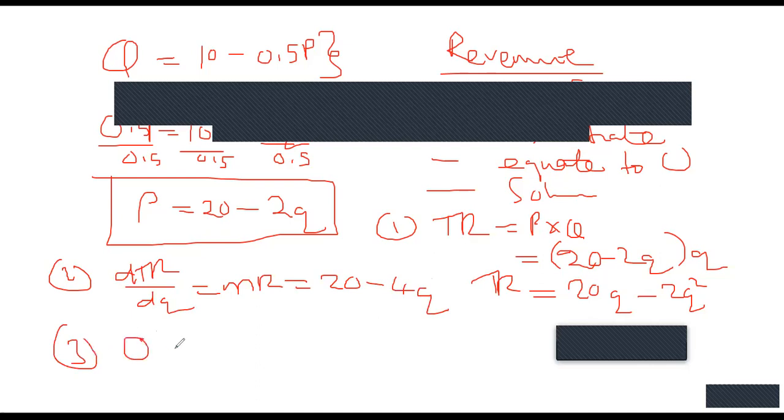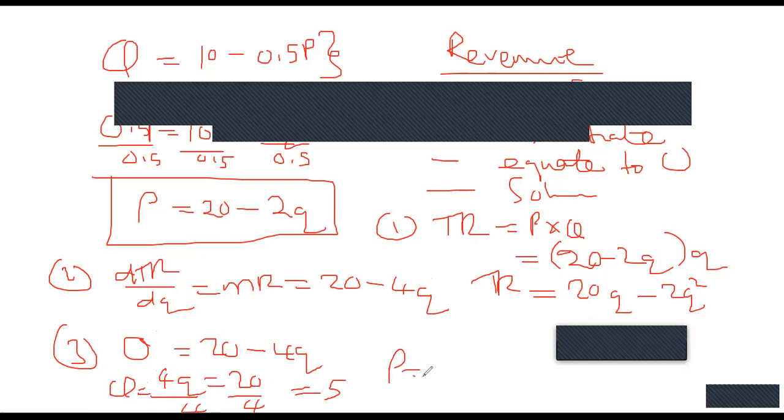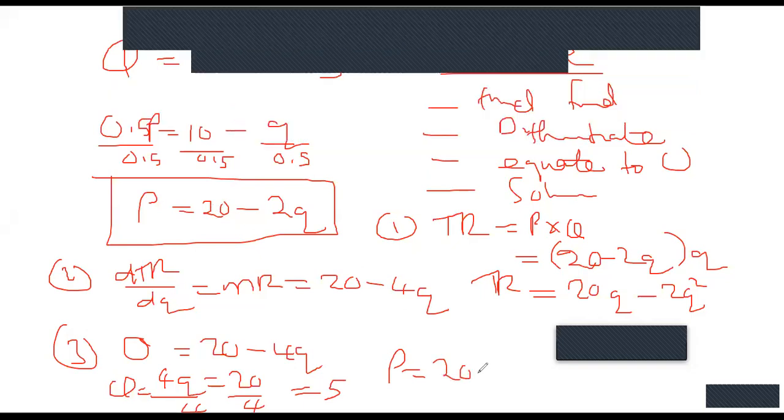So when you get to 0 here, we're going to have 20 minus 4Q is equal to 0. So solve for Q. When you divide both sides by 4, we find Q is equal to 5. Whenever they ask you to find the output, it is simply the Q. And whenever they ask you the price, simply substitute the Q that you found into this function here to find the other letter. 20 minus 2Q, so this is 20 minus 10, which is 10.